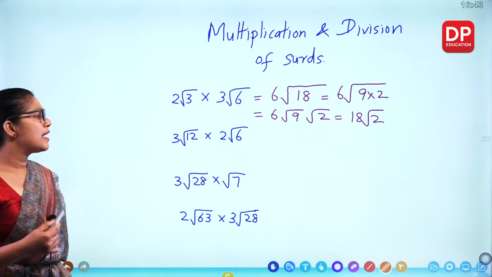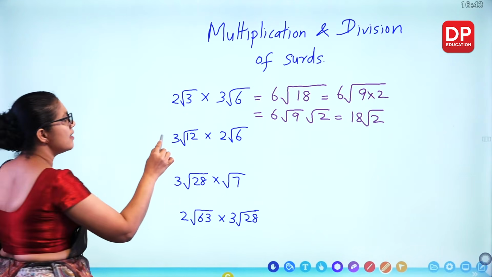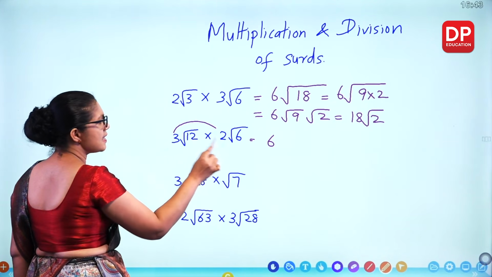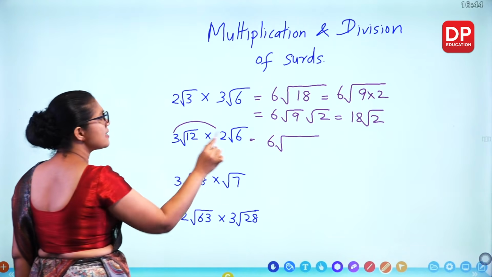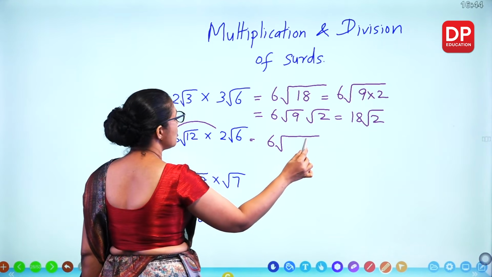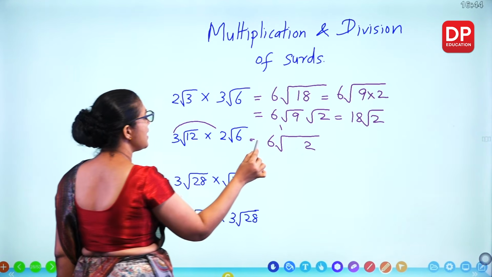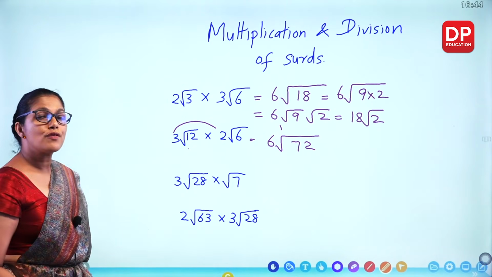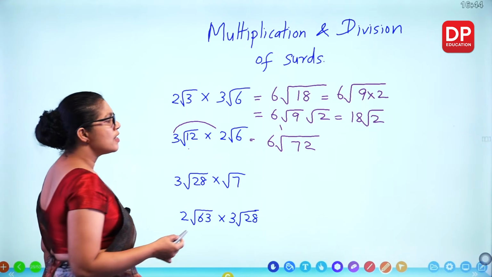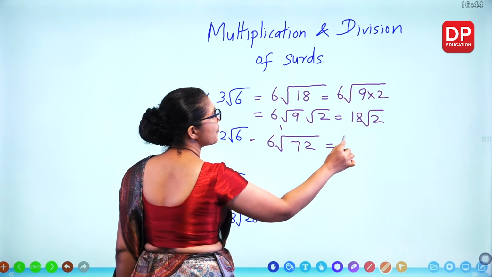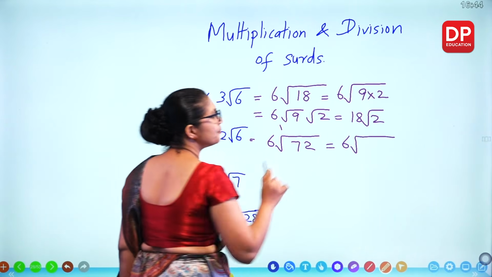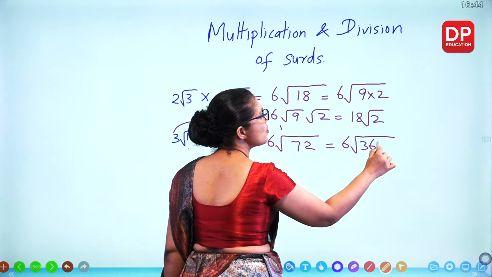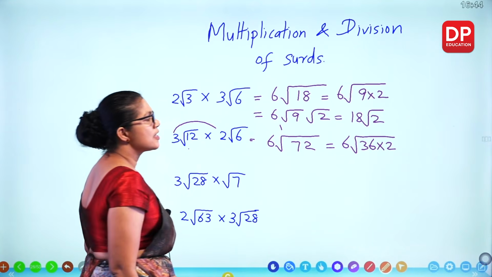Again, this one, you multiply the numbers separately. 3 times 2, you get 6. What's inside? You get 12 times 6 inside. So 6 times 2, 12, 1 remaining. 6 times 1, 6 plus 1, 7. 72. Now we need to find out what's the square number of 72. What's the number? 36. So you can write 72 as 36 times 2.